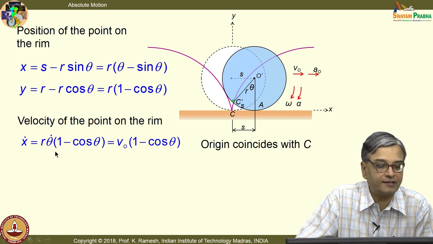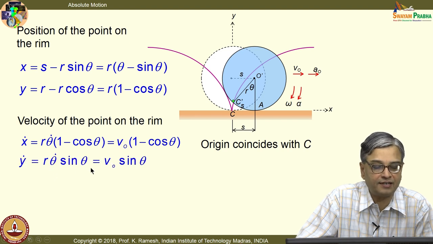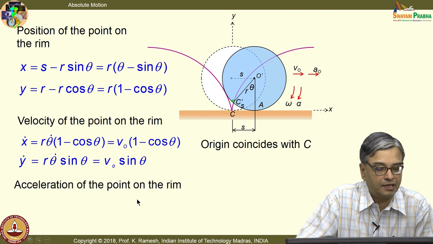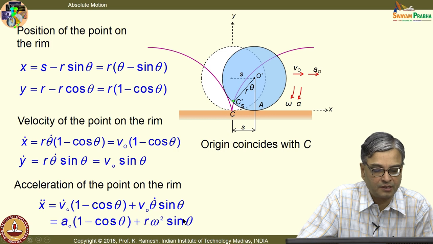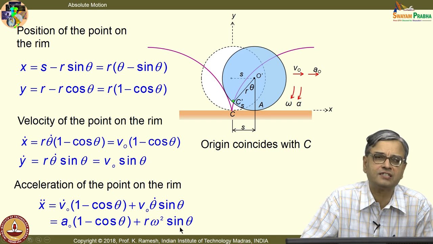I have x dot equal to r theta dot into 1 minus cos theta. We already know r theta dot is v naught, so v naught into 1 minus cos theta. y dot is r theta dot sin theta, that is equal to v naught sin theta. Then I do the second differentiation. I get x double dot equal to v naught dot into 1 minus cos theta plus v naught theta dot sin theta. And this is simplified as a naught into 1 minus cos theta plus r omega squared into sin theta. So, these are all straightforward.